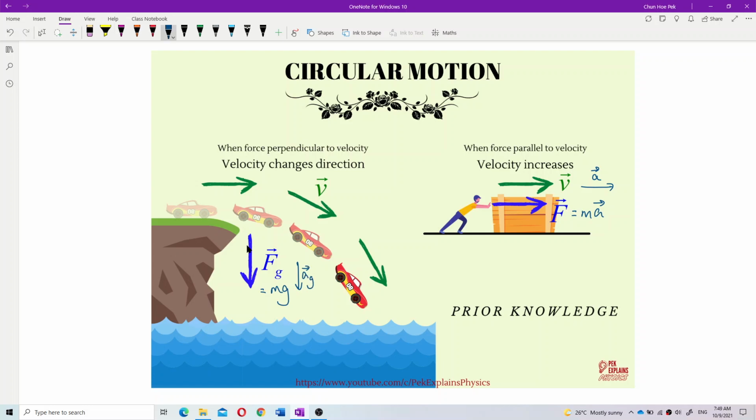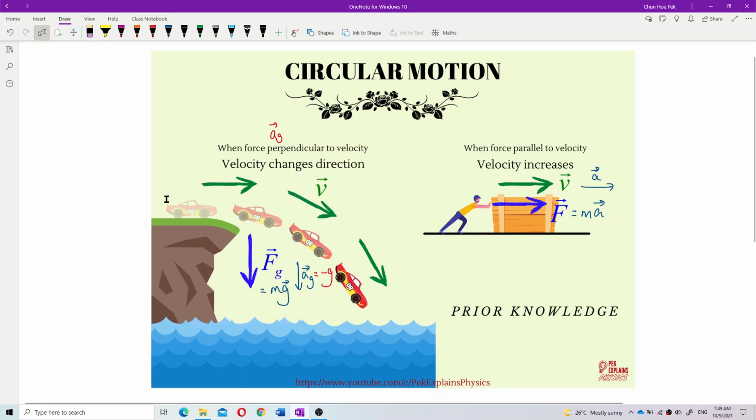It is directed downward, because we can say this acceleration due to gravity is the gravity itself. Maybe I should write something here, negative g. Because the weight is downward, the acceleration due to gravity is also downward. So what happens when the force is perpendicular to the velocity, or we can say when the acceleration due to gravity is perpendicular to the velocity, what will happen to the car?